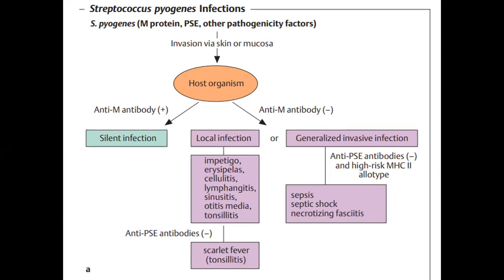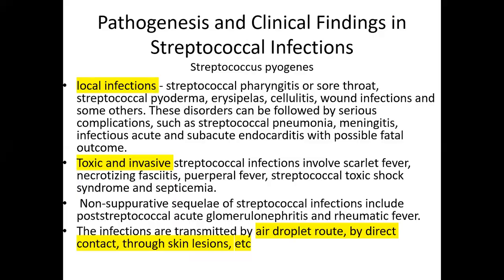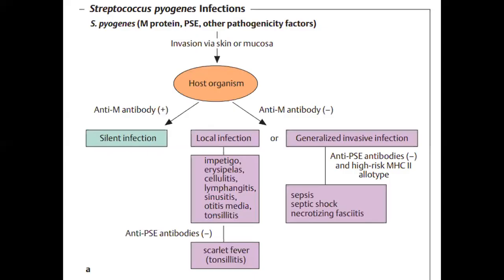If the bacteria produce pyrogenic exotoxin, it can cause scarlet fever and toxic tonsillitis. Also, it can cause generalized invasive infection like sepsis, septic shock, and necrotizing fasciitis. And also, it can cause silent infection, like a carriage state.